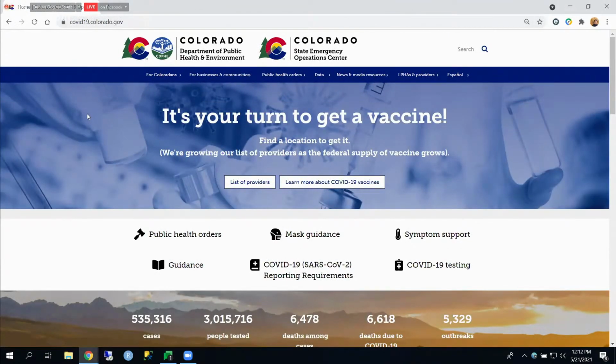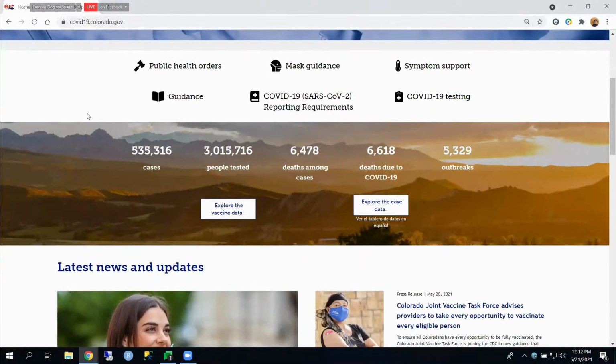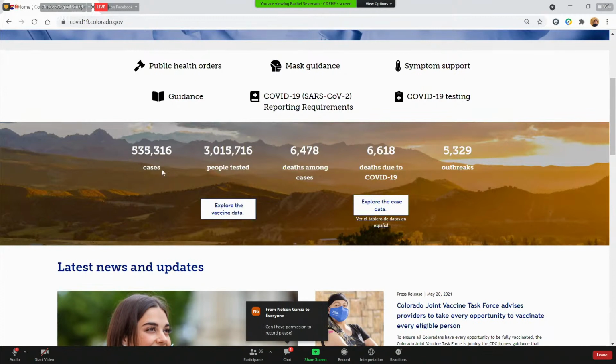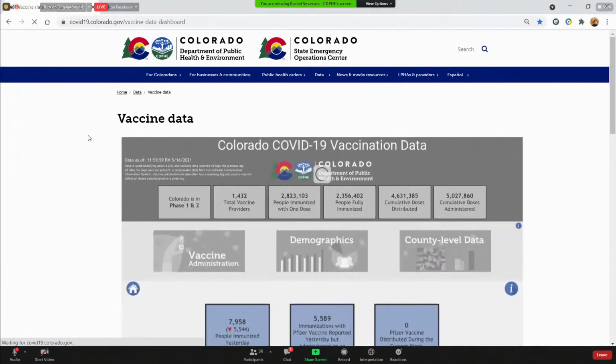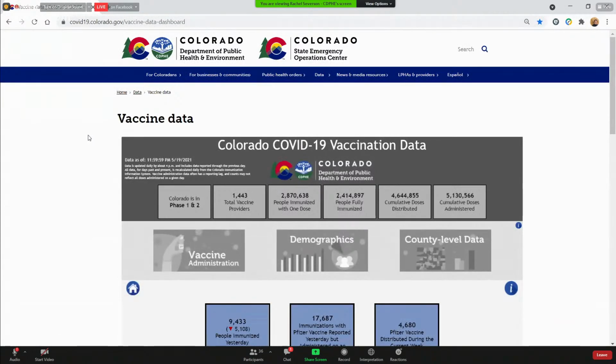I'm just going to briefly walk through our two main data dashboards, vaccine data and infection data. From covid19.colorado.gov, we have a few high-level cumulative numbers that are an overview of the situation in the state. Then I can click on Explore the Vaccine Data to go to our vaccine dashboard. These Tableau dashboards do take a few moments to load when you're moving around to different sections. That's normal, and I'll also try to use that to slow myself down as I go through these.